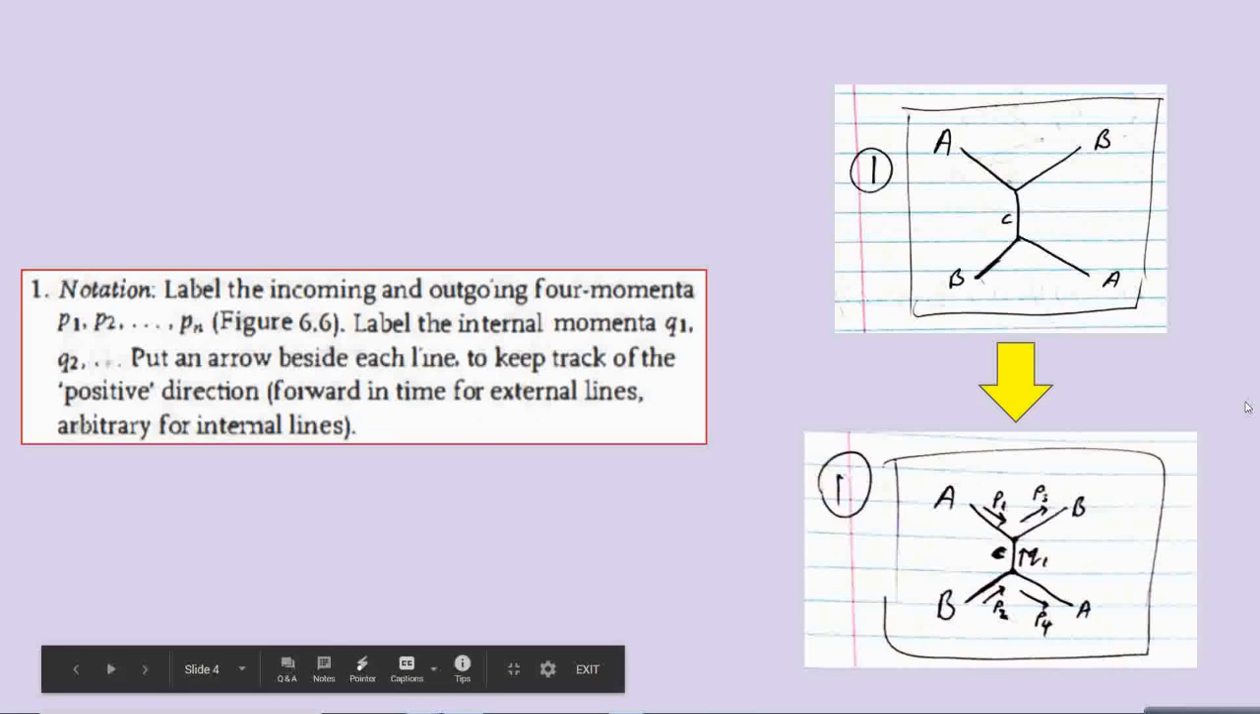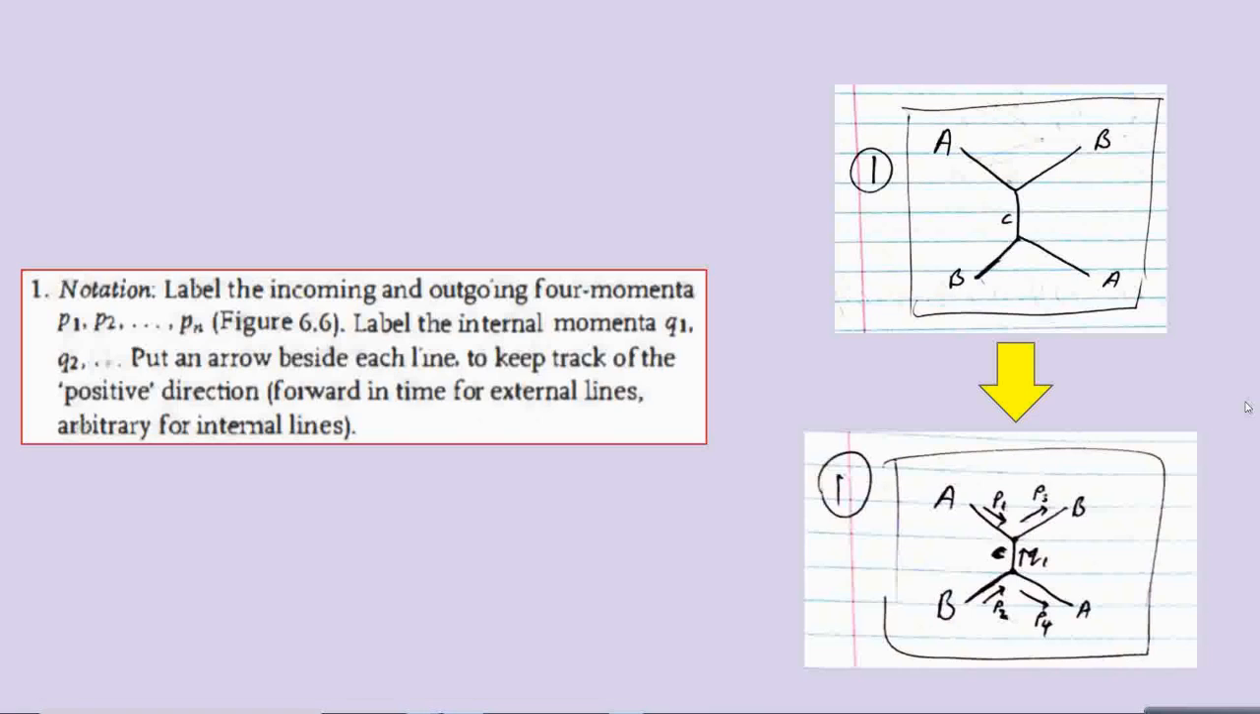We're going to be following a 6-step process to determine the lowest order amplitude of each of our two diagrams. The first step of the recipe is notation. We have to label the incoming and the outgoing four-momenta in the diagram. Each four-momentum is given an arrow to keep track of the positive direction: forward in time for external lines and arbitrary for internal lines.